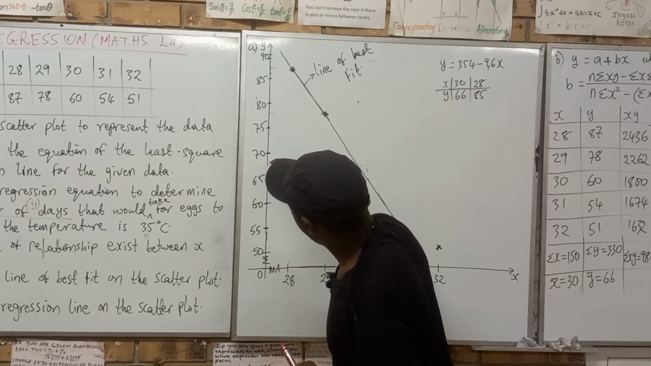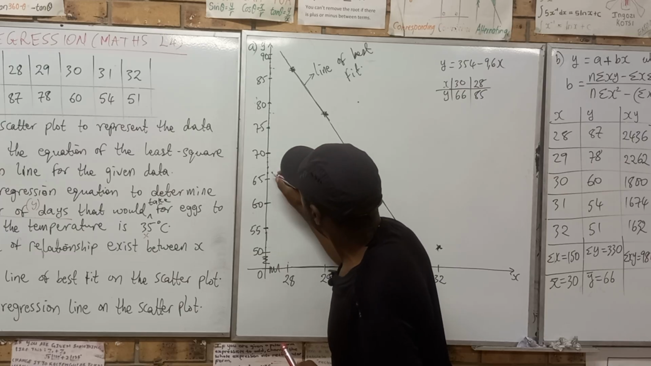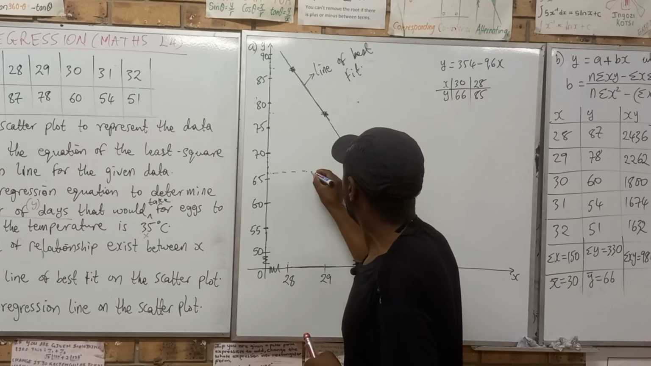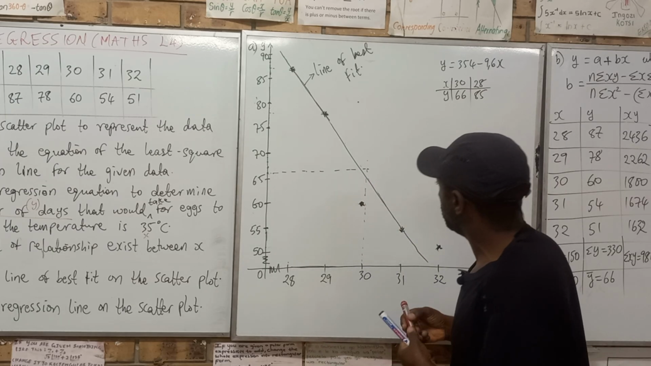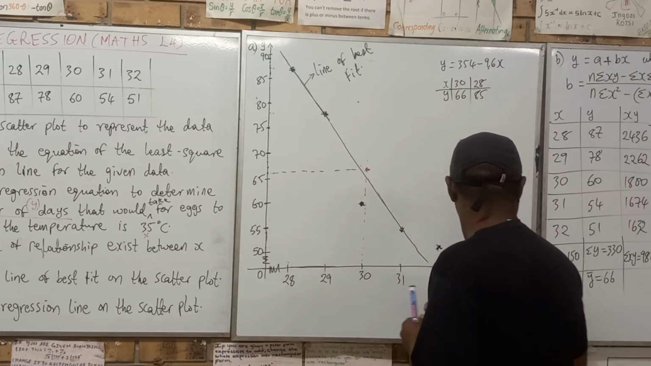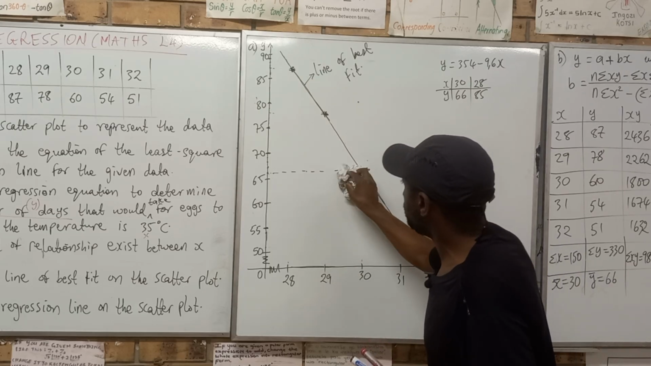Now let me increase the bit. So I get 66 there, 67, 68, 69. Yeah, so this can be my 66 there, and 30. So I'm estimating that my point lies here. So I've plotted the first point.